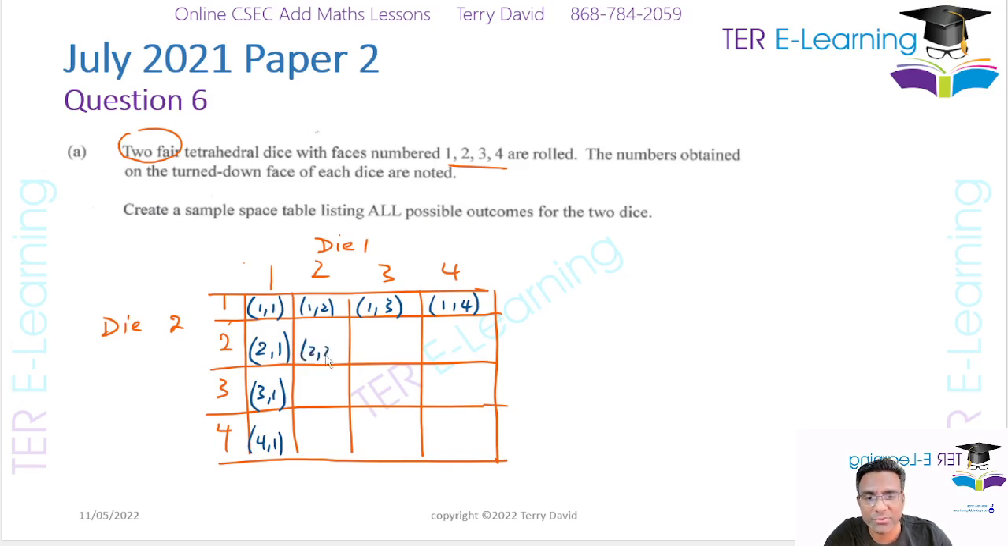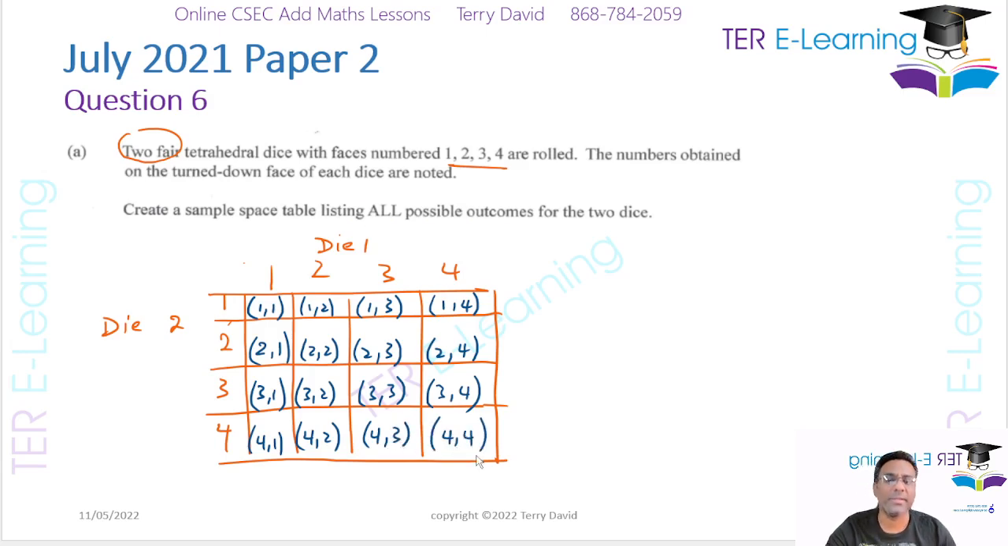This one here will be 2, 2. This one will be 2 and a 3. This one will be 2 and a 4. This one will be 3 and a 2. You can get a 3 and a 3 in this instance. This one is a 3 and a 4. And this is 4, 2. This one is 4, 3. And this one here is 4 and a 4. So these are all the different possibilities here. This is what we call the sample space. These are all the different outcomes if I were to roll these 2 dice.